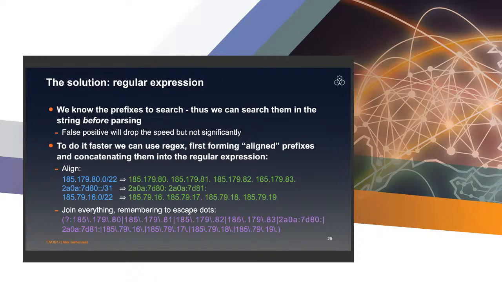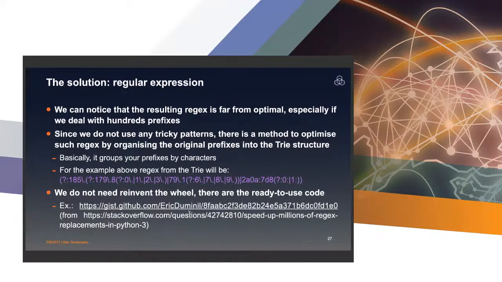The /22 mask means that in addition to the first address that we have, 185.179.80, we might also be getting 81, 82, and 83 as the third octet. So out of each prefix, we must retrieve all possible combinations that we might encounter. And after that, we can concatenate all these things together. You just join, you glue all these different options together. It works, but it's not the optimal approach, because you can have a lot of prefixes and concatenation slows things down.